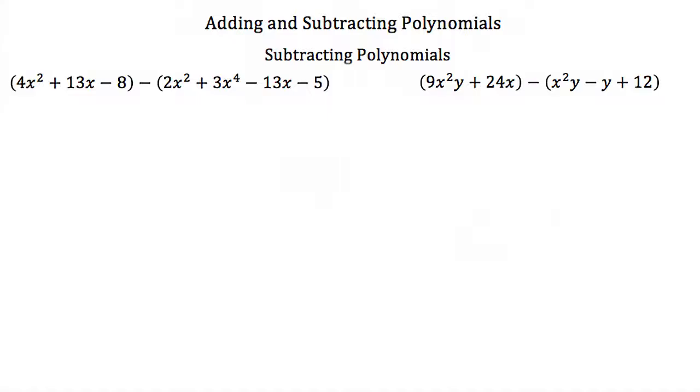Now lastly, we have to talk about subtracting polynomials. Subtracting polynomials is just like adding polynomials except for one extra step. Here we have 4x squared plus 13x minus 8. And we're going to subtract 2x squared plus 3x to the fourth minus 13x minus 5. Well, imagine this is 4x squared plus 13x minus 8 plus negative 1 times 2x squared plus 3x to the fourth minus 13x minus 5.